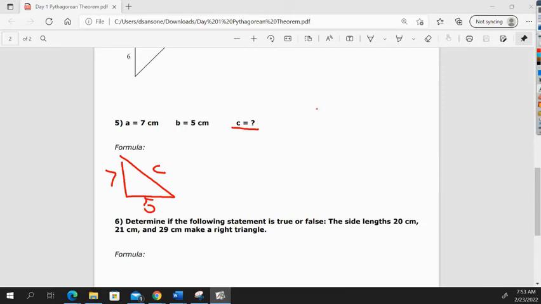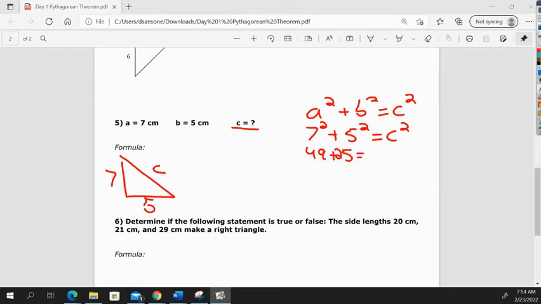So if I did this problem, A squared plus B squared equals C squared. I'll go and I'll plug in my numbers. I'm going to call 7 A, and so 7 squared plus B was 5, 5 squared, and C was C squared. 7 squared is 49. 5 squared is 25. And I still don't know what C squared is. Next, I'll add 49 plus 25. I get 74.